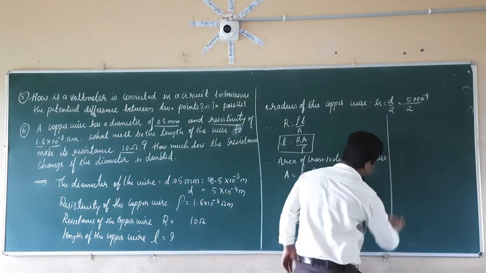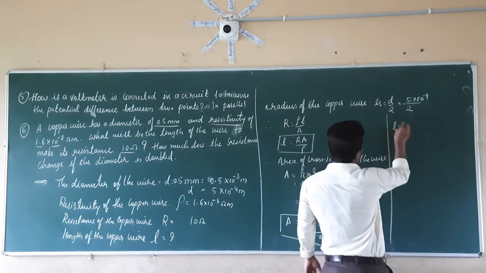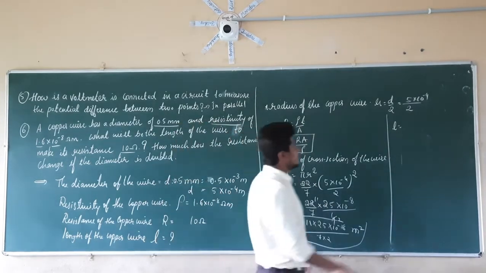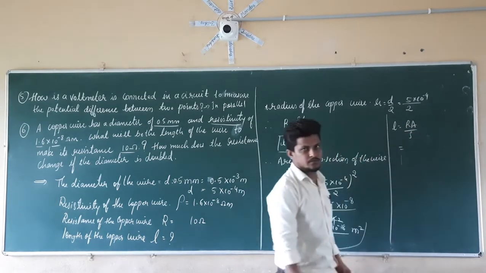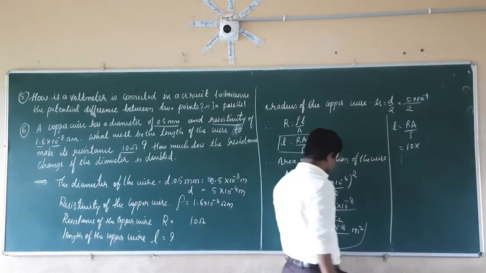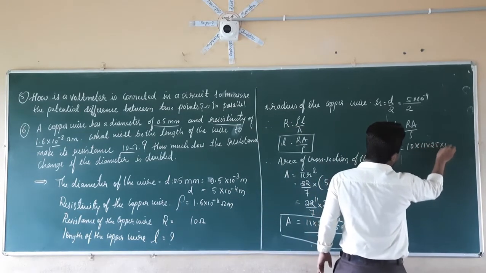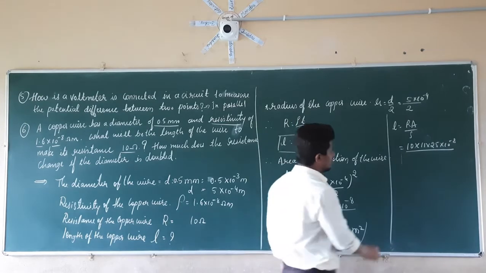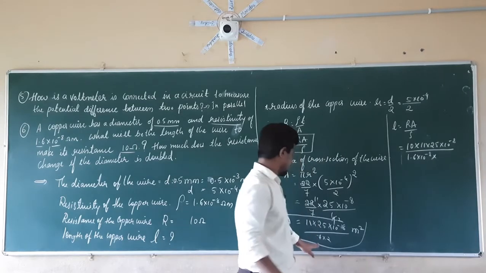Right. Now what we have to find out here? We have to find out the length of the conductor now. Therefore, L is equal to, what is the formula here? That is nothing but RA divided by rho. So that is equal to, what is the value of R, which is given in the problem statement? 10. What is the value of A here? It is 11 into 25 into 10 raised to minus 8 whole divided by, what is the value of rho? I am going to substitute that value as 1.6 into 10 raised to minus 8 into 7 into 2.